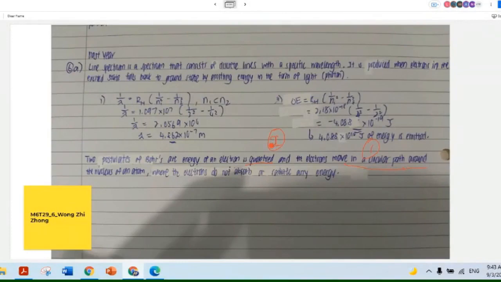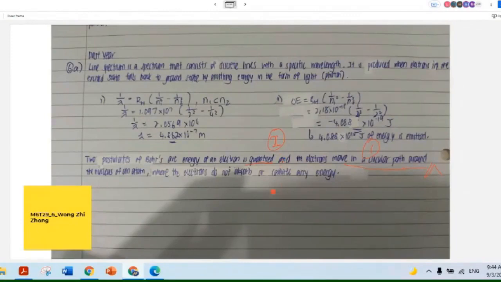Okay, so the first one, yes, move in a circular pathway around the nucleus. And then we have to mention with specific wavelength. Meaning for me, the first one is not complete. For me, I write the electron moves in a circular pathway, and then must mention with a certain wavelength. Okay, number 2, yes, quantized. Okay, do not radiate any energy.